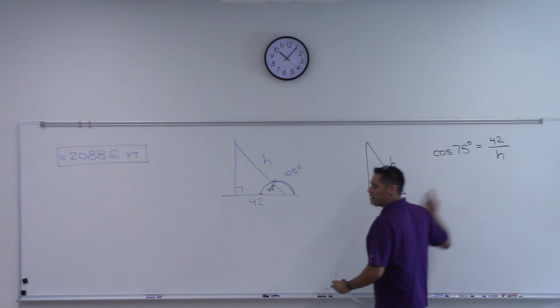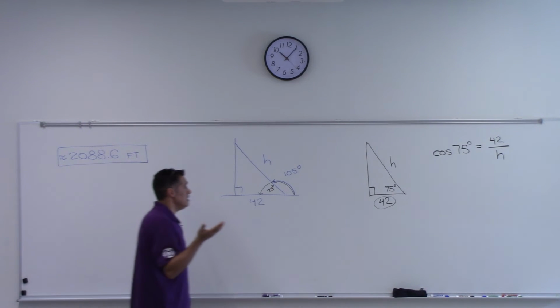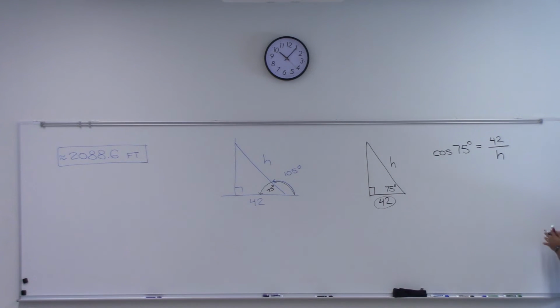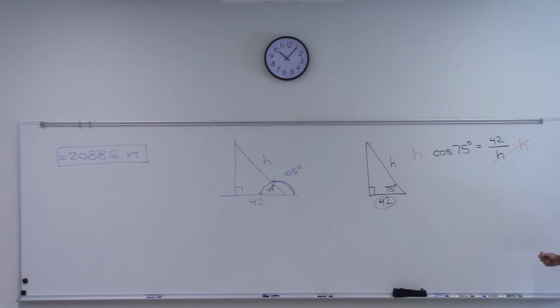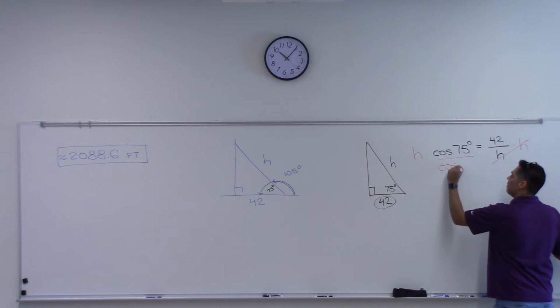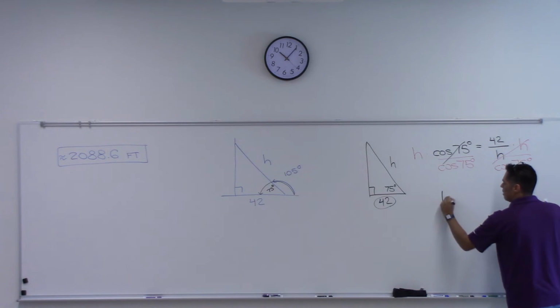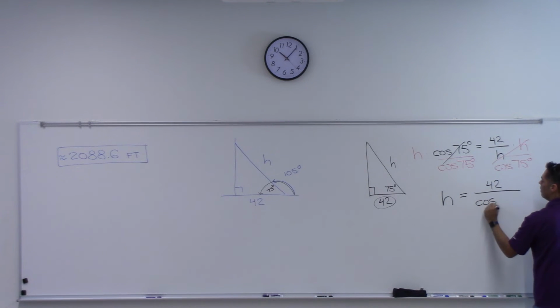And do you see here how this is different than the last problem? In the last problem, D1 was on the top. Here, h is on the bottom. So you have a couple of options on how to do this. The way I look at it, I first multiply both sides by h. And that gets rid of h on that side. And then I divide both sides by cosine of 75 degrees. And that gives you h equals 42 on top, divided by the cosine of 75 degrees.